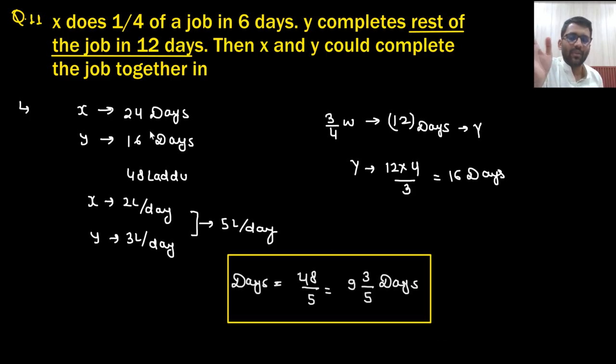Very easy problem. 1 by 4th of the work was done in 6 days. So that means complete work will be done in 24 days. 3 by 4th was done in 12 days. So complete work will be done in 16 days. LCM of 12, 24 and 16 is 48.